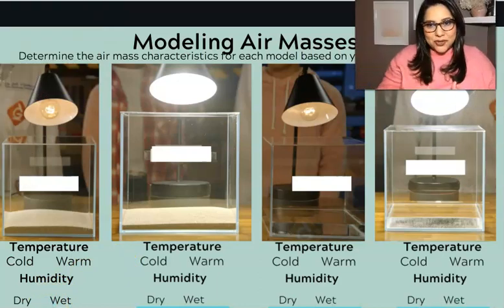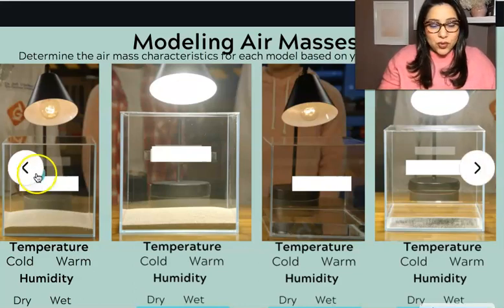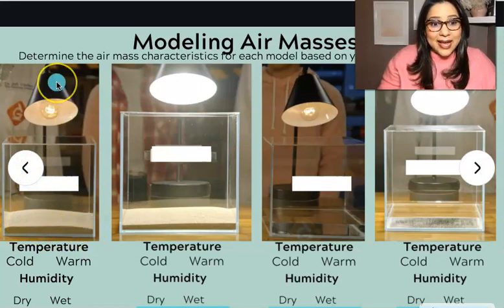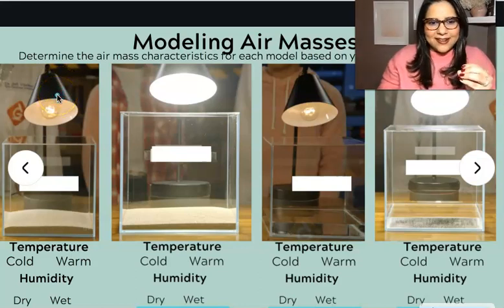Let's go over each model one by one and determine what the temperature and humidity are in each situation. So for the first model, we see a tank and we see sand, and we notice that the lamp is off. So if the lamp is off, then the heat source is kind of gone, right? So I would say that the temperature is cold. I notice that the tank has sand, but there's no water. So I will go ahead and say that it's dry.